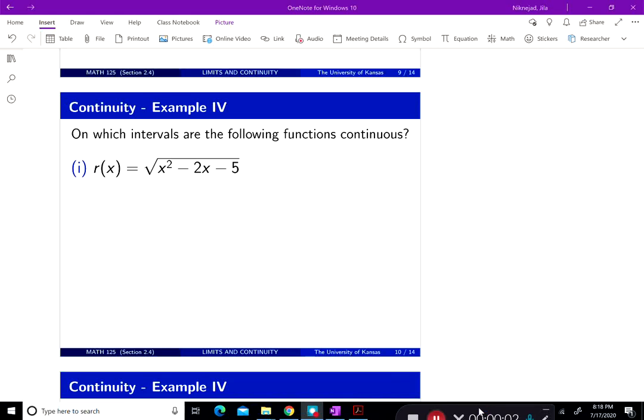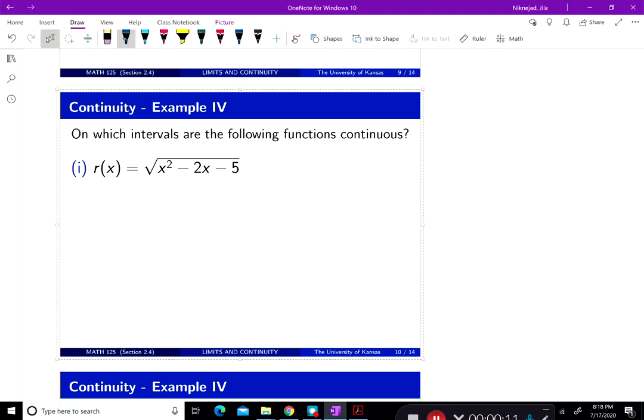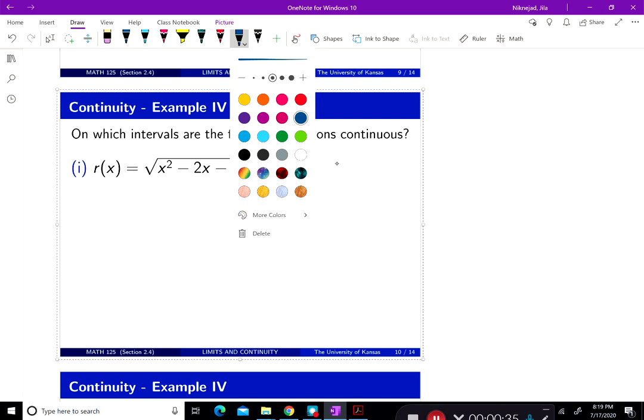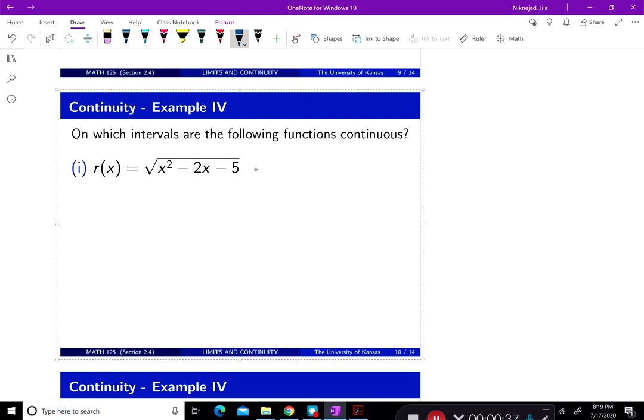So we're continuing with section 2.4, and we're trying to determine where a function is continuous or not. Looking at example 4, part 1, I see it's the square root of a polynomial, so it's definitely an elementary function, so it's continuous on its domain. How do I find the domain though?